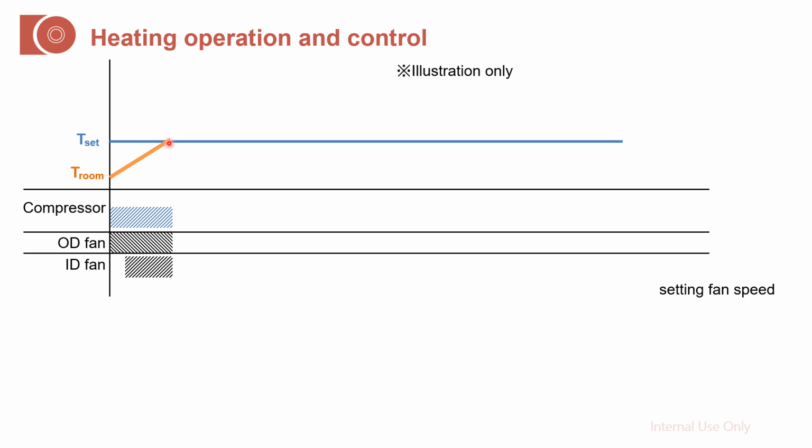Question number 1. Will the system stop when the T room reaches the set point here? The answer is no. It will continue to do heating until it reaches this point. And what is this? Later I will explain.